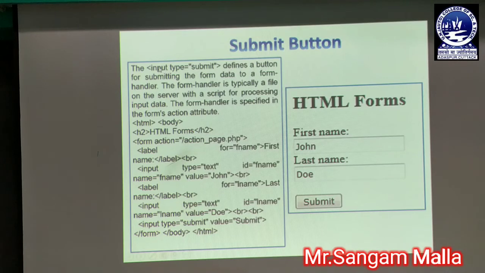So what is the use of the submit button? Input type equal to submit defines a button for submitting the form data to a form handler. That means whenever we are inserting something in a form, the form values will be transferred to the form handler through the help of the submit button only. The form handler is typically a file on the server with a script for processing the input data. That means the form handler is actually a file on the server side which holds the values that have been sent from the HTML forms. The form handler is specified in the form action attribute.